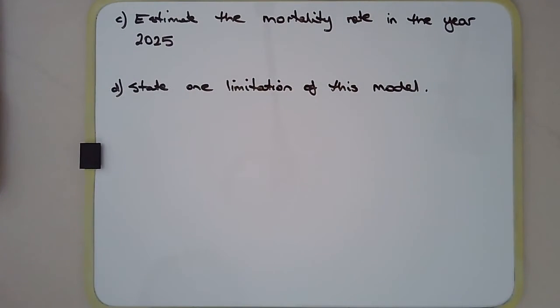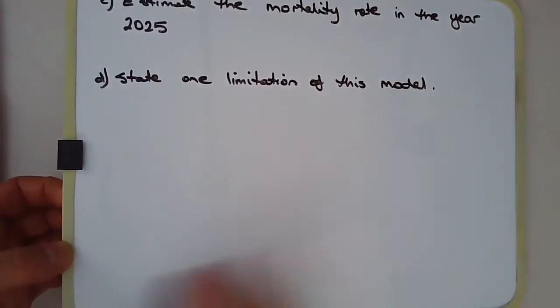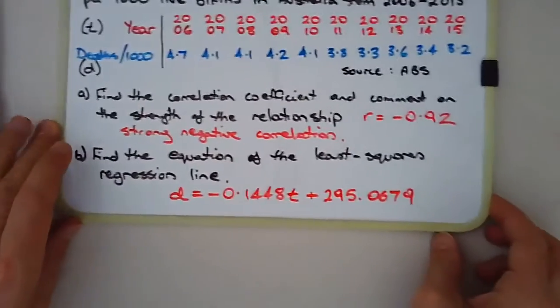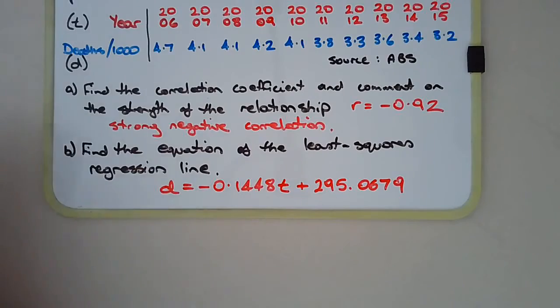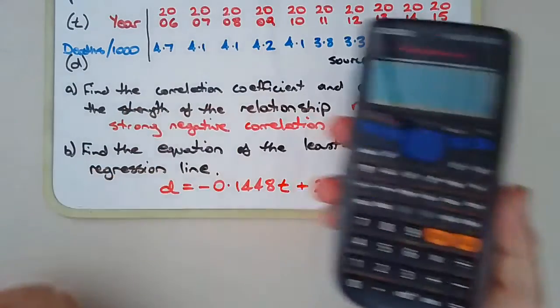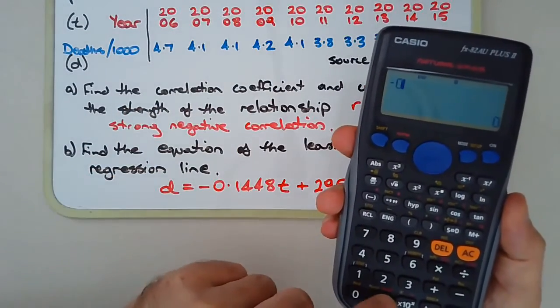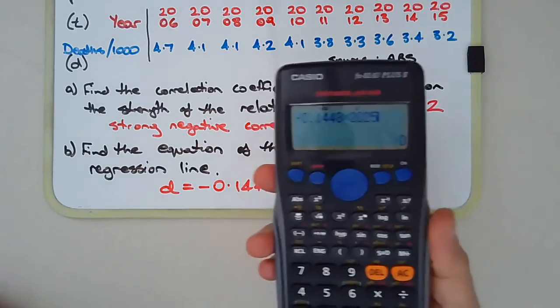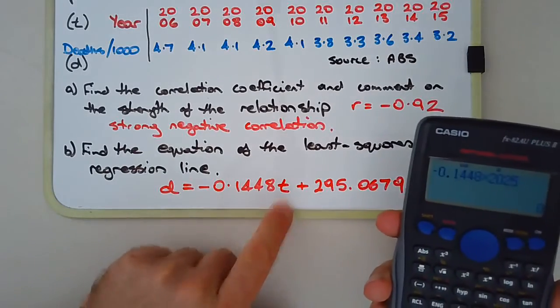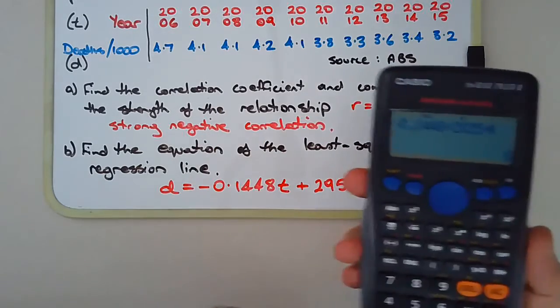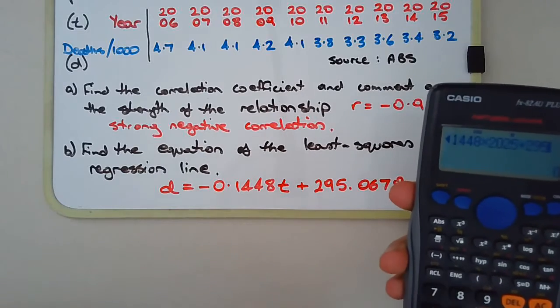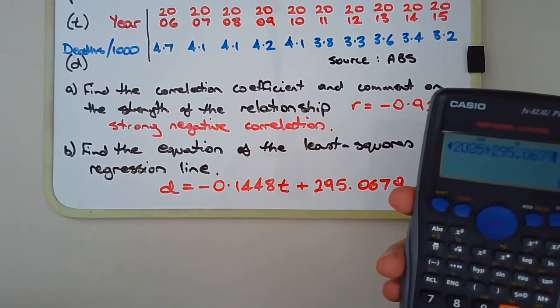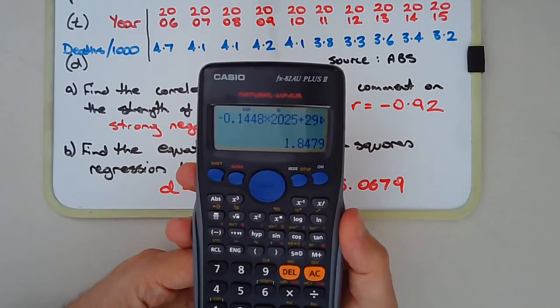So estimate the mortality rate, okay, in the year 2025. Okay, so we're going to use our least squares regression line to work that out. So just remember 2025. So I'm just going to go back to our least squares formula. Okay, and let's enter this in here. So negative 0.1448 times 2025. Okay, because that's our t. T represents the time in years, plus our y-intercept. So that's going to be 295.0679. And we get 1.85.